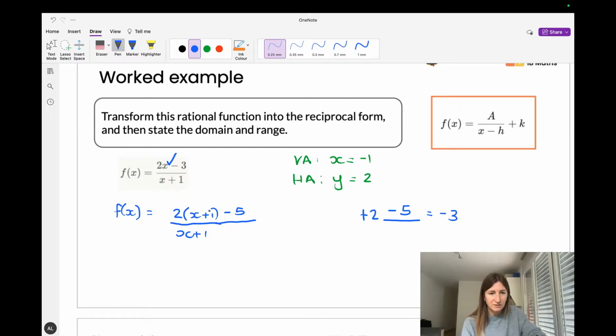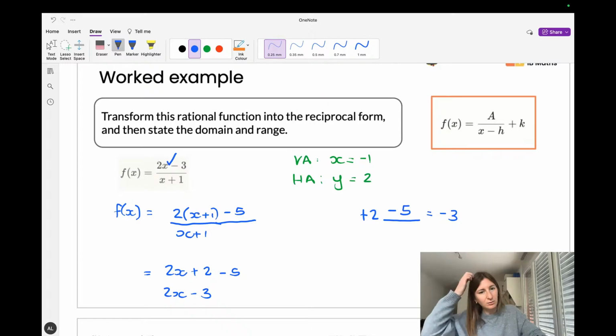So let me just show you this multiplied out. It's going to be 2x plus 2 minus 5, which gives me 2x minus 3, which is our numerator. That's what we wanted. So I've just rearranged this slightly. It's kind of like completing the square that we have seen in quadratics. So basically factor out the coefficient of the x and then just write the denominator because we want them to cancel out. And then whatever number we need to correct it.